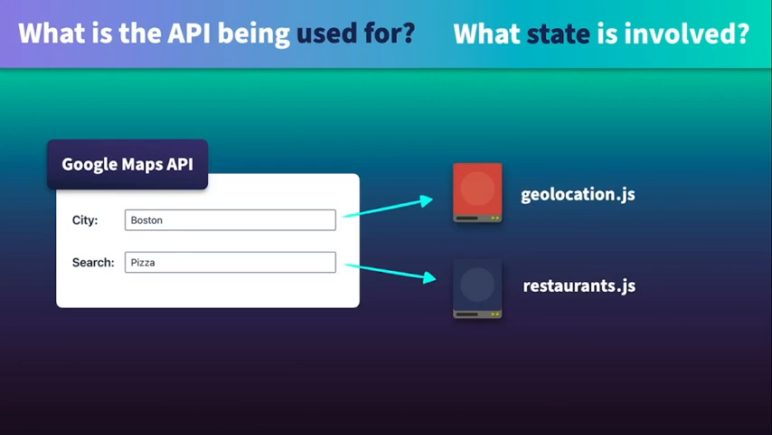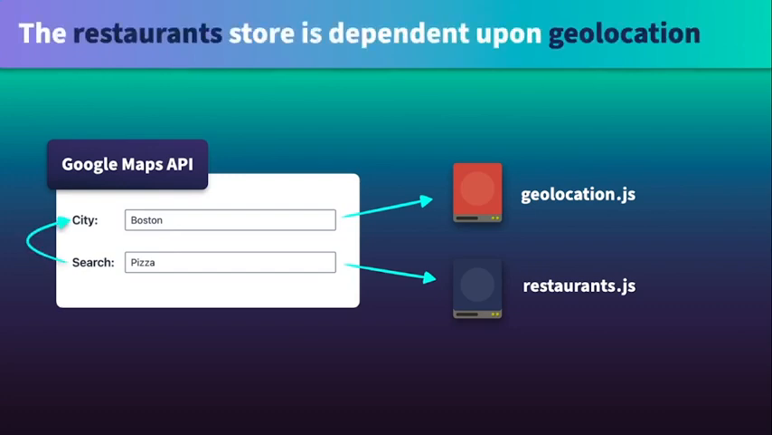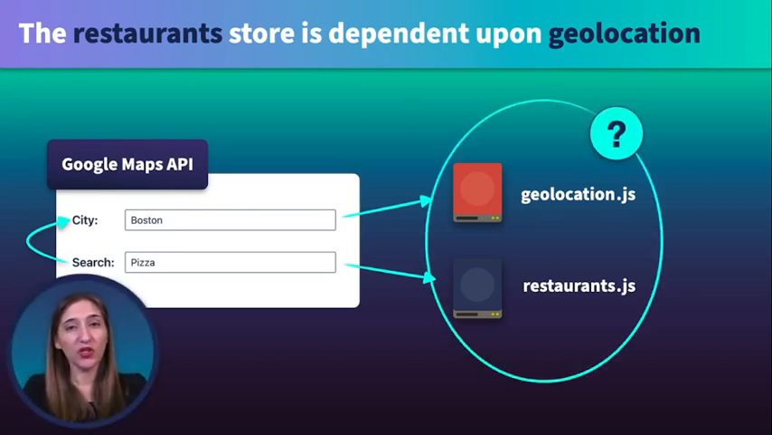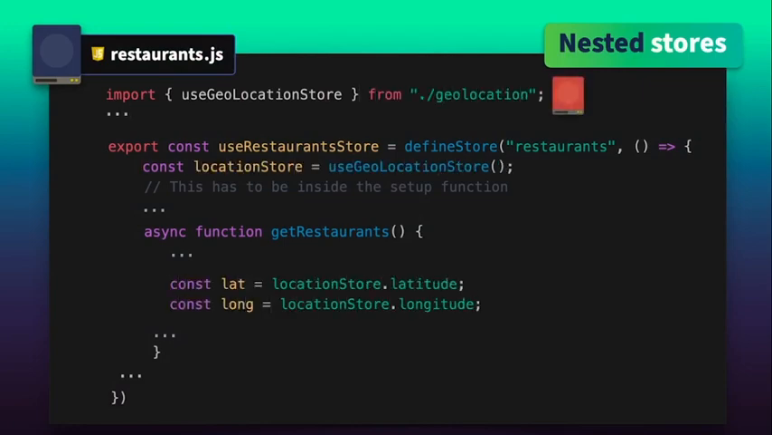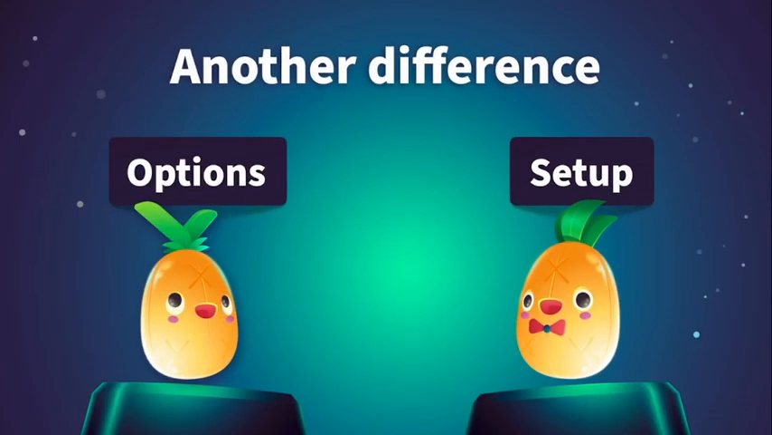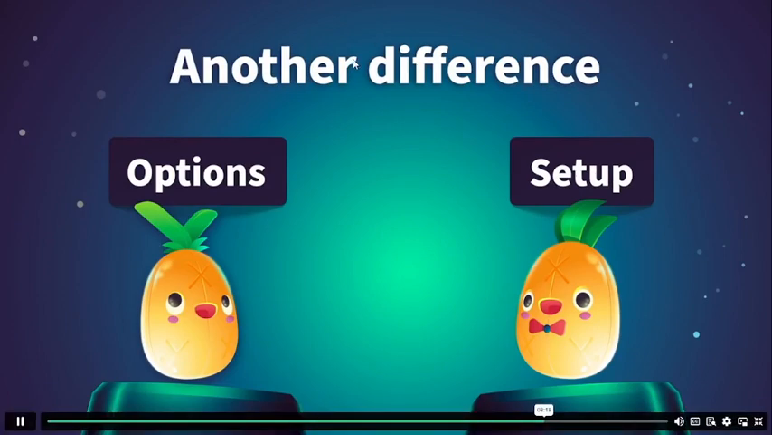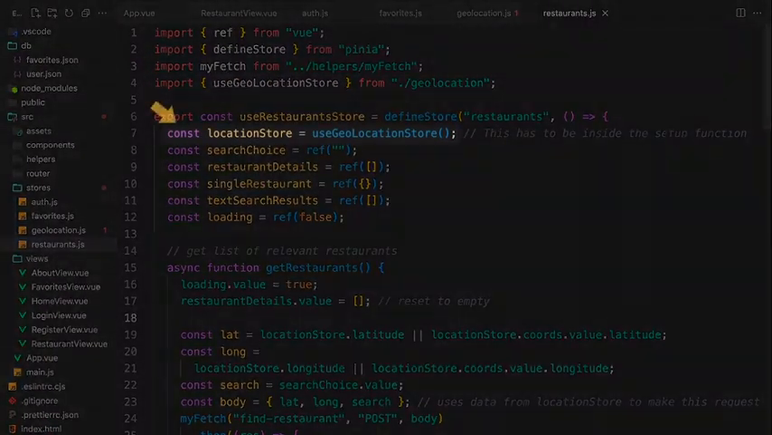But wait a minute. In the restaurant store, when we request that list of relevant restaurants, it requires the use of geolocation data. This means we need to use data from the geolocation store in the restaurant store. You might be wondering if this ruins our approach to creating those separate stores. But no, it doesn't have to. This is what we call nested stores, where we can simply import the geolocation store into our restaurant store to access the bits of it that we need here. An important detail to remember about nested stores is that the way we share data, actions, and getters between stores will depend on the type of store, options versus setup. In a setup store, we can import and call the useStore function at the top of the setup function.